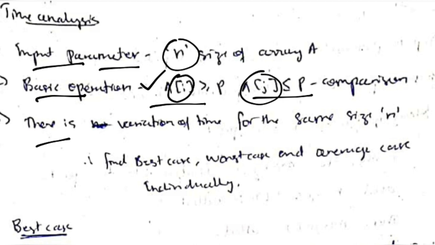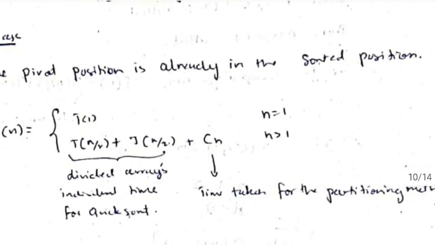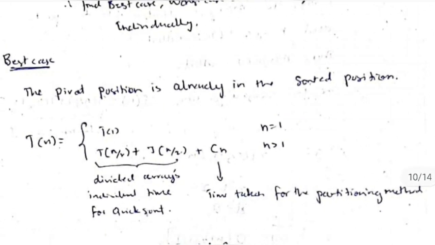Okay, and there is variation of time for the same size of n, because if you have the sorted array, or if we have the pivot element in the first position, the time complexity will change. So let's look at the best case. Best case is when the pivot is already in the sorted position.